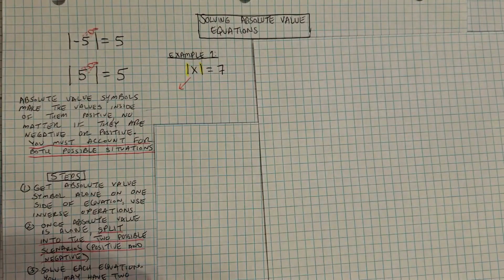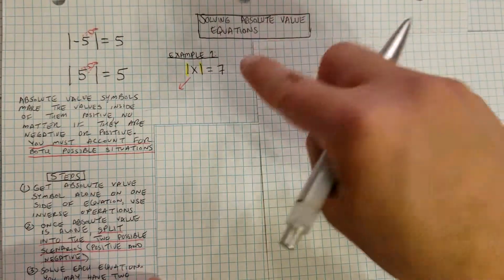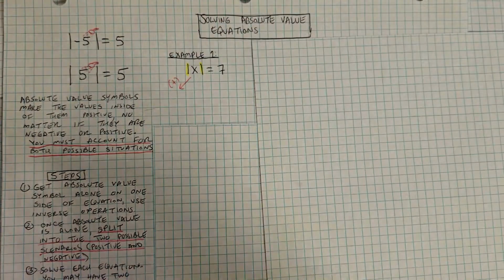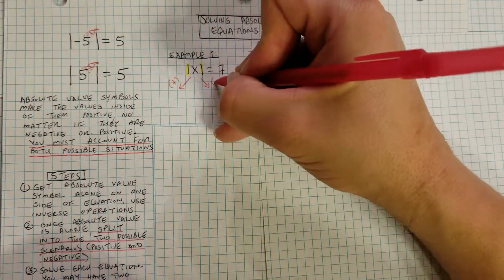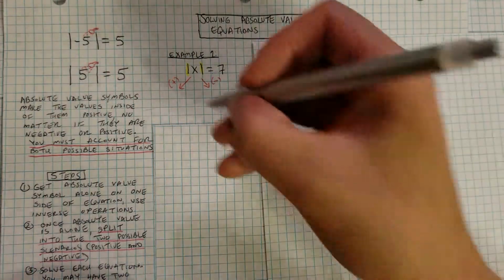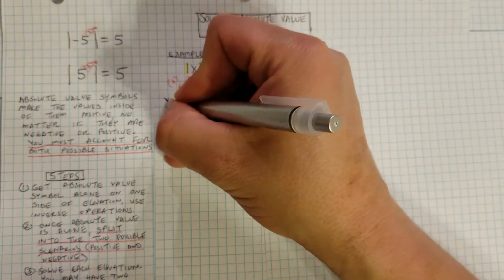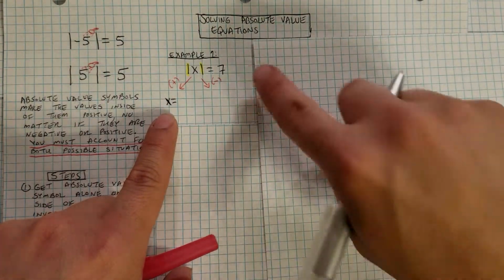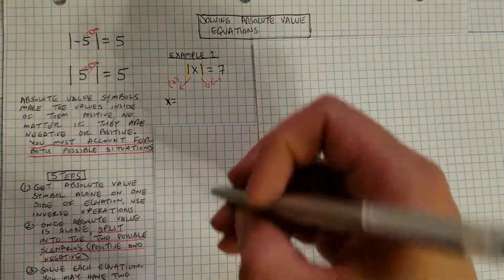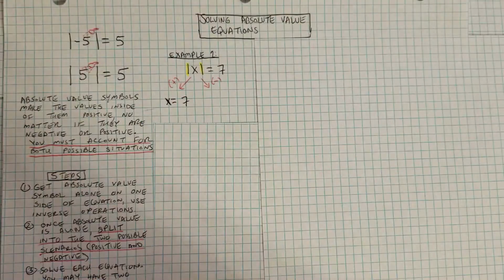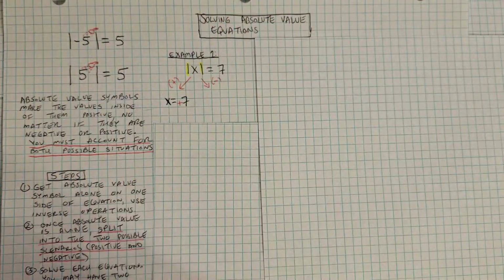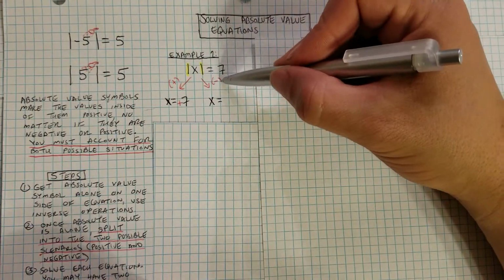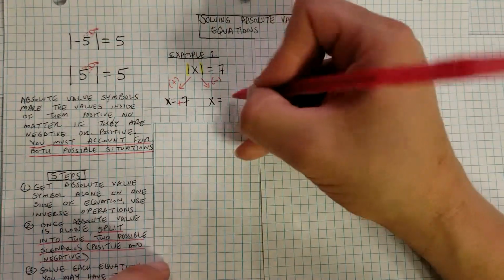The first one being the absolute value of x is equal to the positive version. So one of them is going to be the positive, and the other one is going to be the negative. So we're going to have two little equations, one of them being x, which is what's inside of the absolute value, is going to be equal to the positive version, which is going to be a positive 7. And then the other one is going to be x again, because that's what's inside, is going to be equal to the negative version, which is going to be a negative 7.